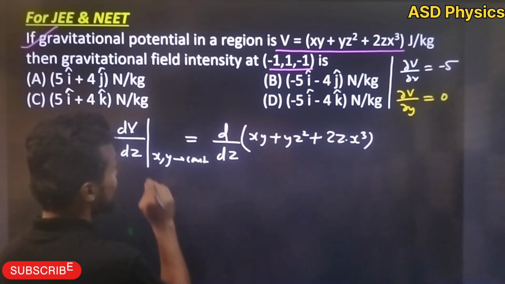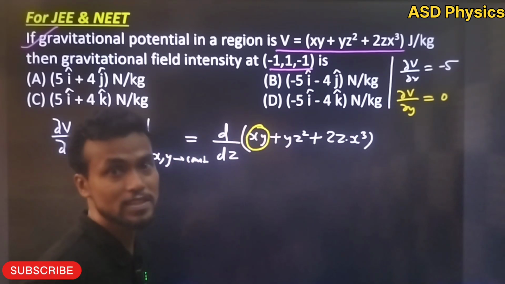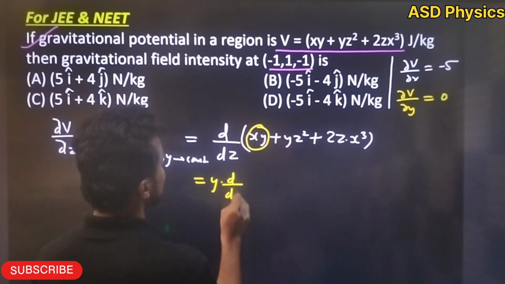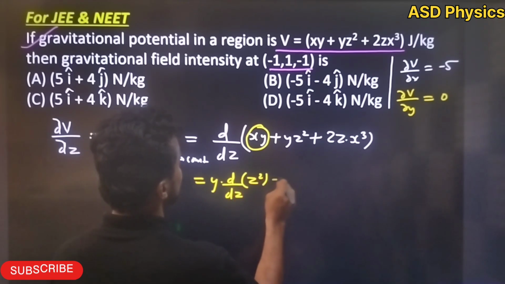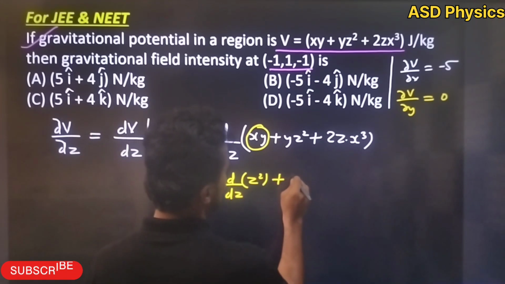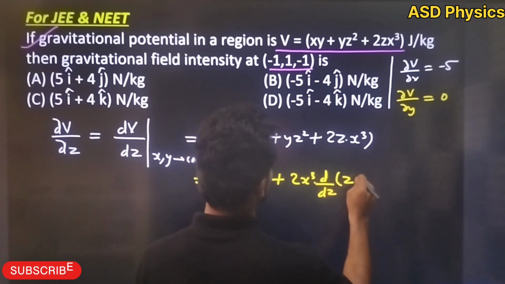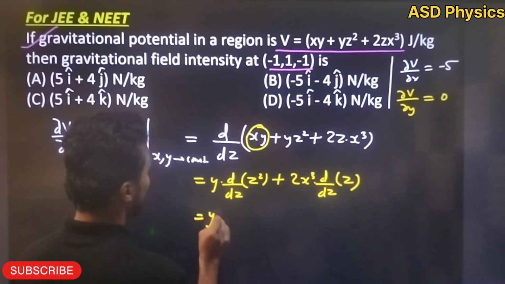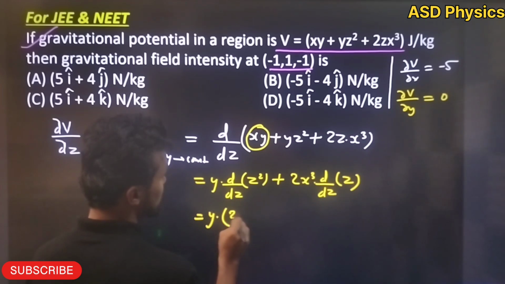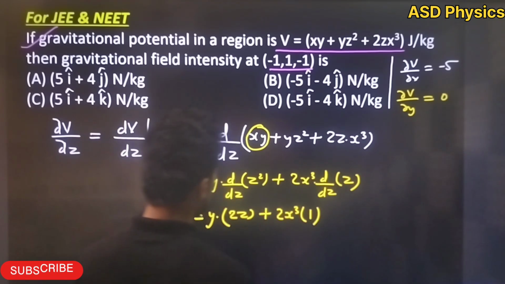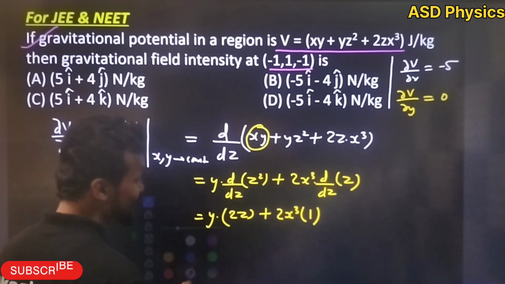As I told, x and y are constant, so that will give a value of 0. Then after that, y into d by dz of z square plus 2x cube into d by dz of z. So y differentiation of z square gives 2z, plus 2x cube, and here we get 1.